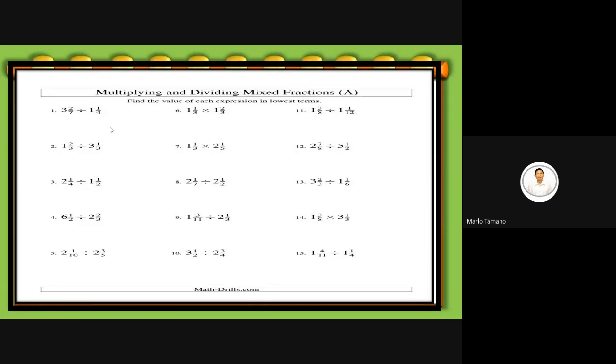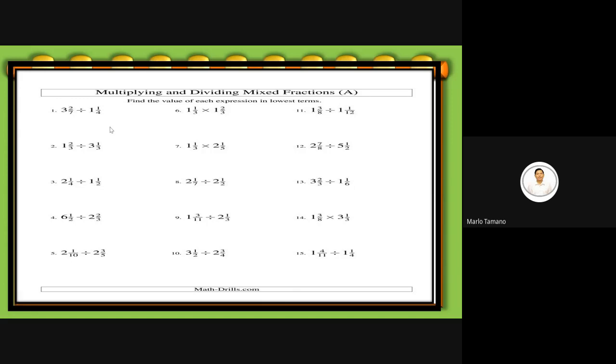Sige, change the 3 and 2 over 7 into improper fraction. Palitan po ang 3 and 2 over 7 ng improper. Anong sagot? 23 over 7 po. Okay. Next, yung 1 and 1/4. 5 over 4. Okay. So, i-apply na natin yung keep.